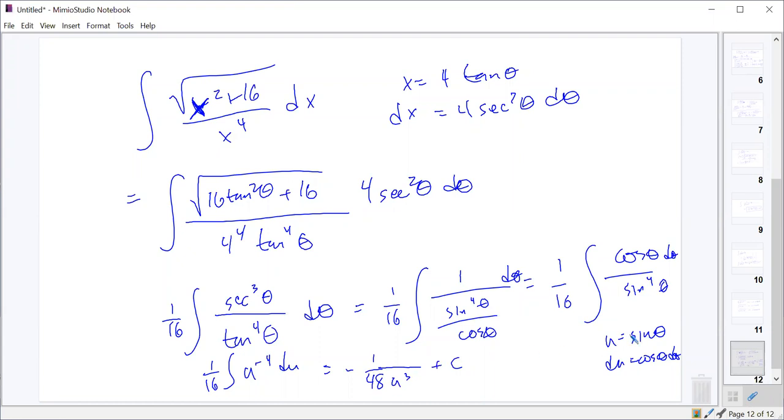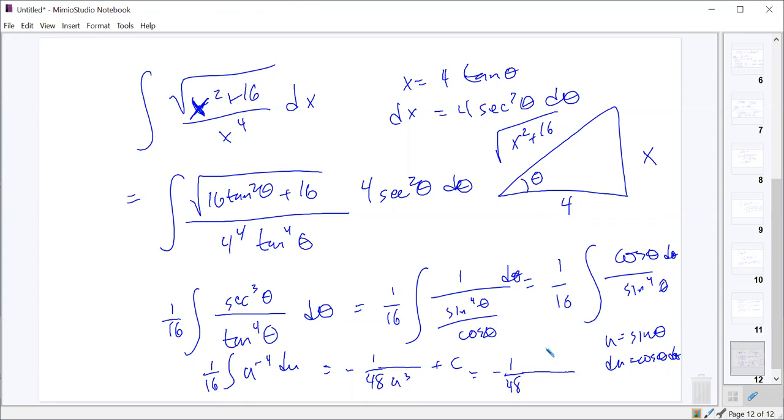So our u is sine, so we got sine cubed theta, but then we got to get all the way back into terms of x. And so in order to figure out our values there for what sine is, we need to go back and make a triangle here and say if x is 4 tangent theta, that means tangent theta, which is opposite over adjacent, should be x over 4. This last side using the Pythagorean theorem is root x squared plus 16.